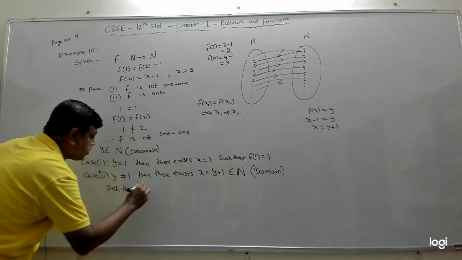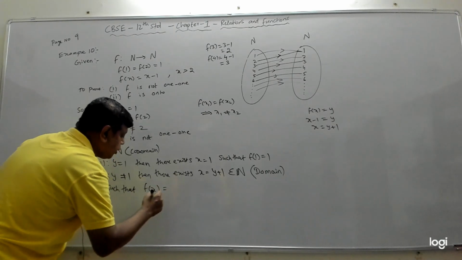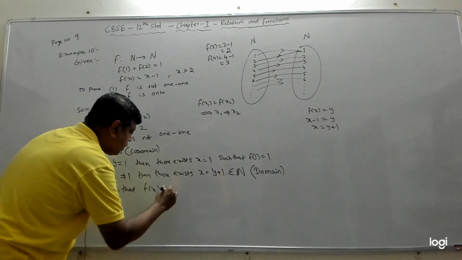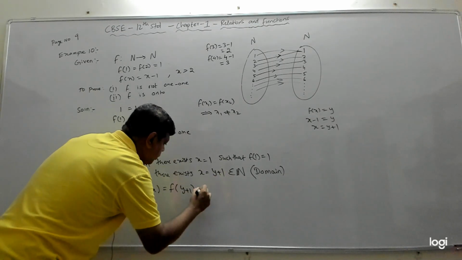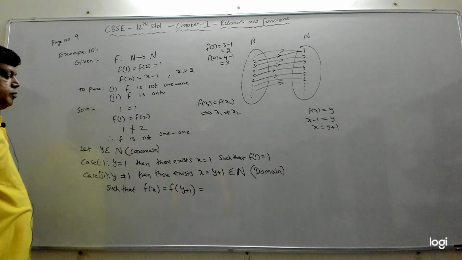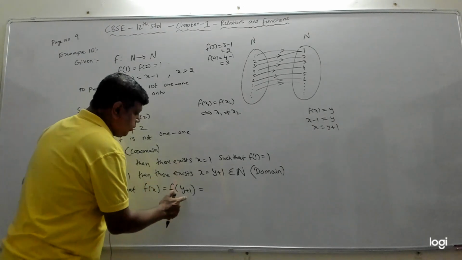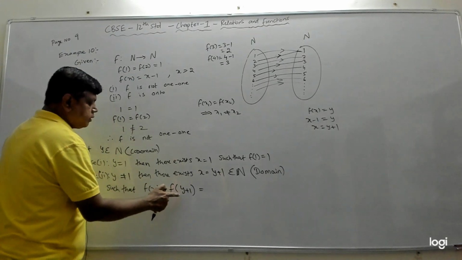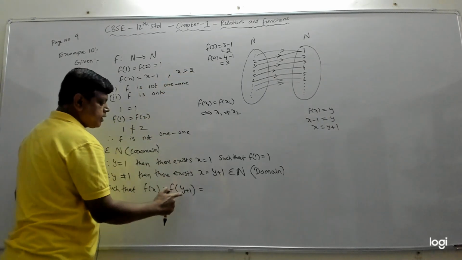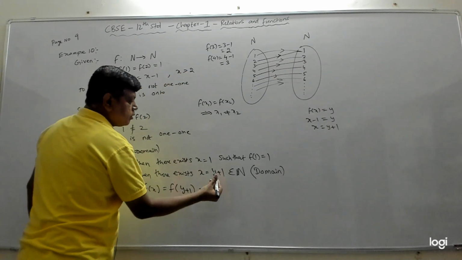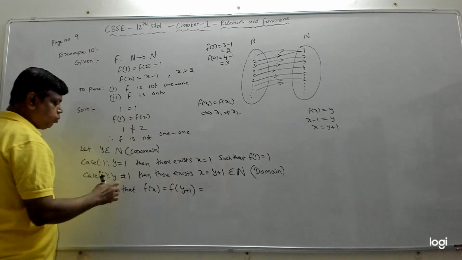Now we should find what is f of x. F of x is what? We have to show that f of x is equal to y. F of x is equal to f of what is x? X is y plus 1. Now we need to go and use this function because x is greater than 2. What is x? X is y plus 1 and y is not equal to 1.